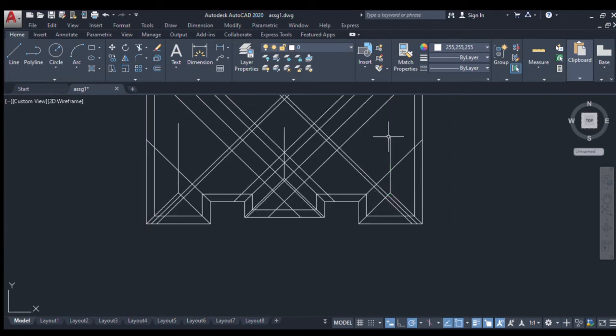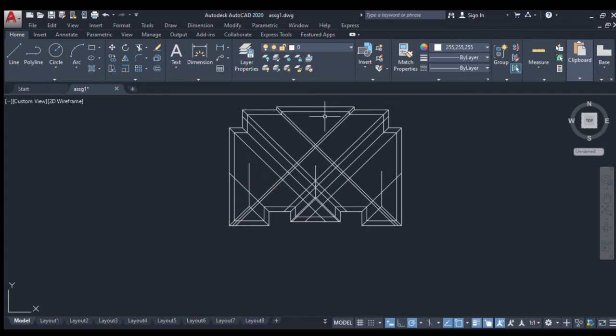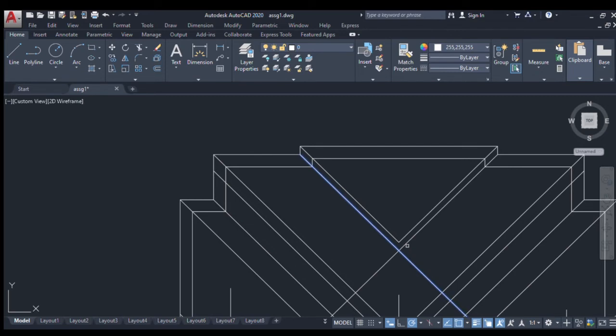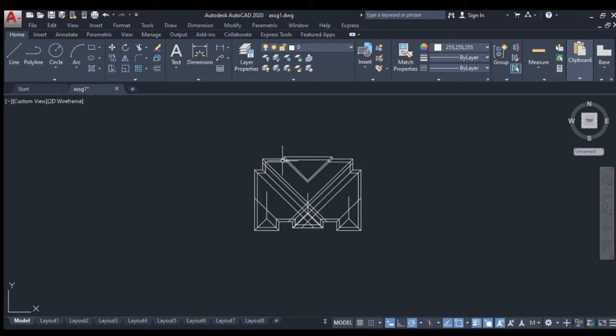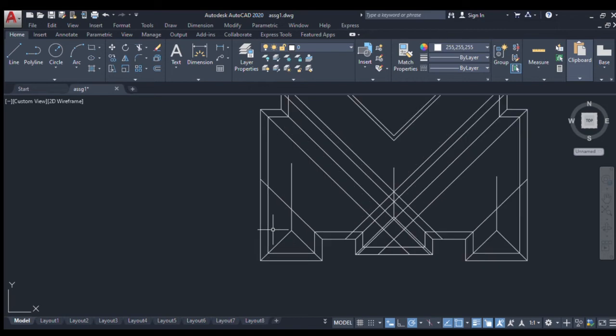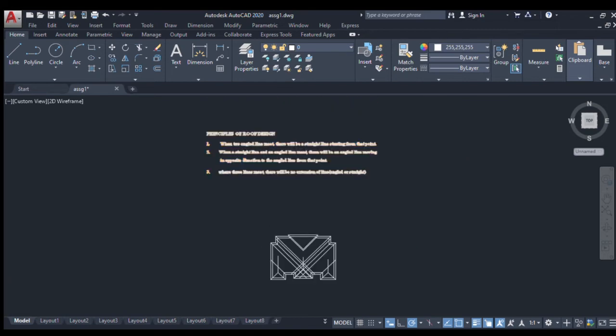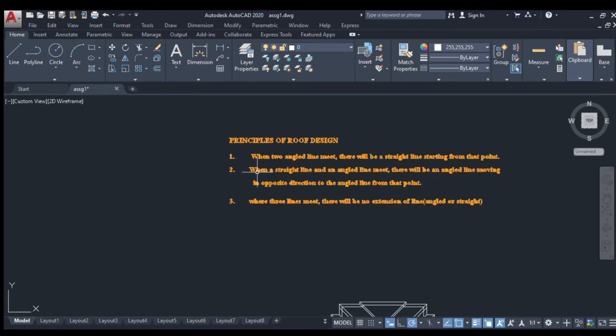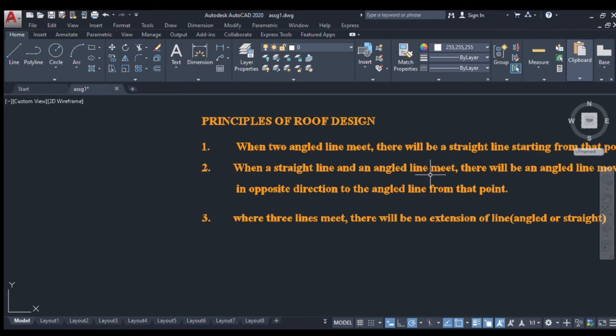I think we have somewhere again here where two angled lines meet. Okay, this and this, they meet at that point. So let me just free this one. I'll still come back to explain better on this. I think there's application of another rule there, so that is why I want to take everything step by step. That is what we mean by when two angled lines meet, there will be a straight line starting from that point. So we have shown you principle one. Let's go to principle two. They say when a straight line and an angled line meet, there will be an angled line moving in the opposite direction to the angled line from that point.